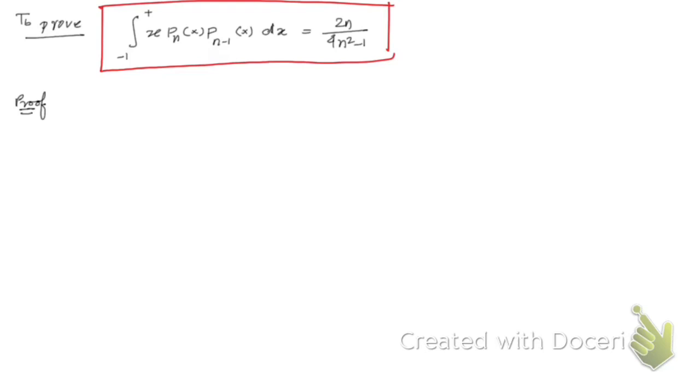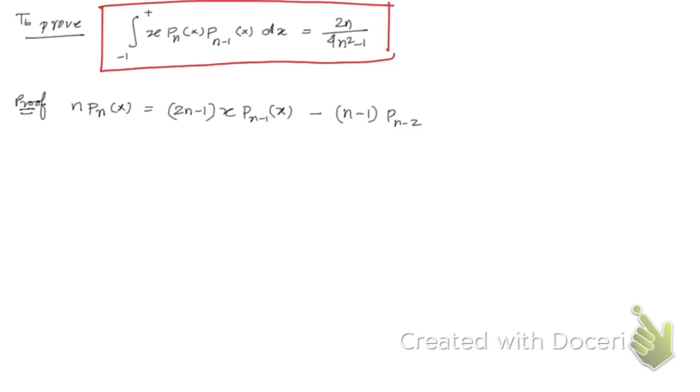Okay, so the first recurrence formula was this: nPn of x is equal to twice n minus 1 into x Pn minus 1 of x minus n minus 1 Pn minus 2. That was the first, right?